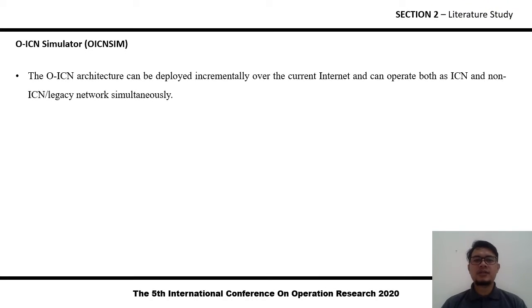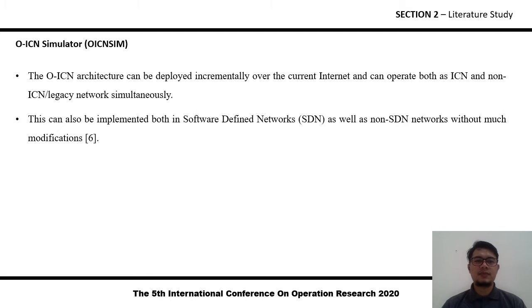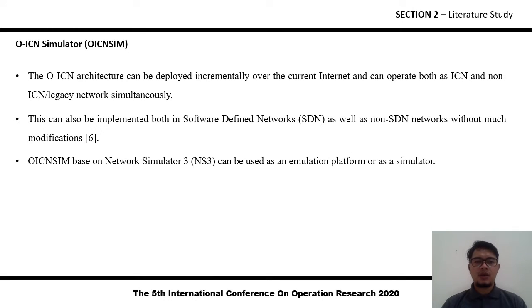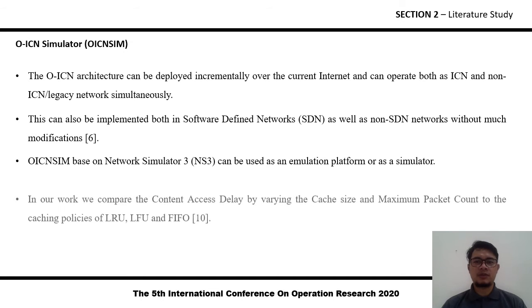The OICN architecture can be deployed incrementally over the current Internet and can operate both as ICN and non-ICN or legacy networks simultaneously. This can also be implemented both in software-defined network SDN as well as non-SDN network without much modification. OICN simulation based on Network Simulator 3 NS3 can be used as an emulation platform or as a simulator.